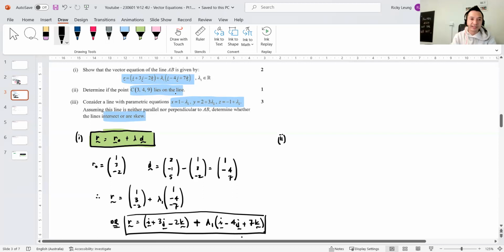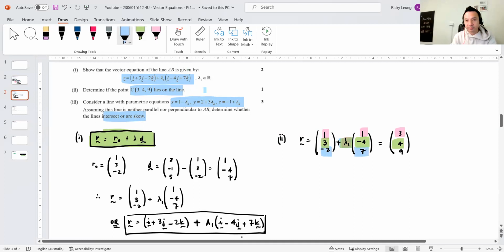So all I've got to do is basically equate the, and I'll do it in column form, right? Just easier. Equate this guy, (1, 3, -2) plus lambda 1 (1, -4, 7), then. Oh, that should have a 7 there. Yeah, and equate that to the position vector of (3, 4, 9). And then you basically just equate the x, that plus that times that equals that, right? That plus that equals that, and that plus that times that equals that.